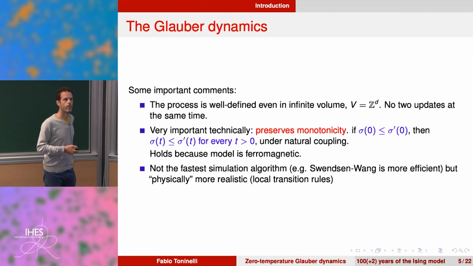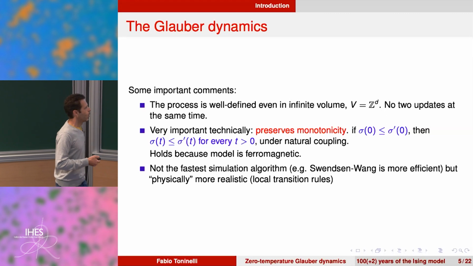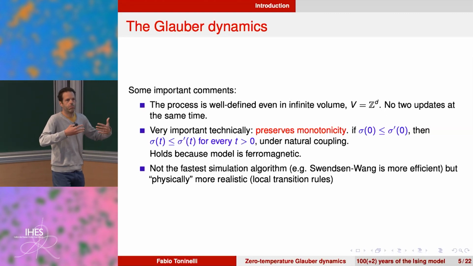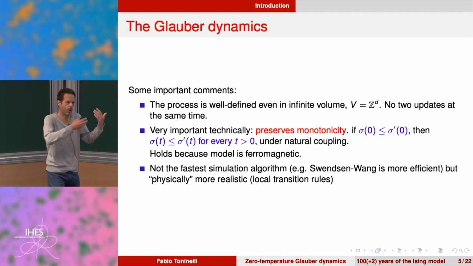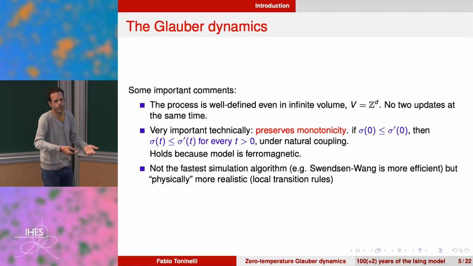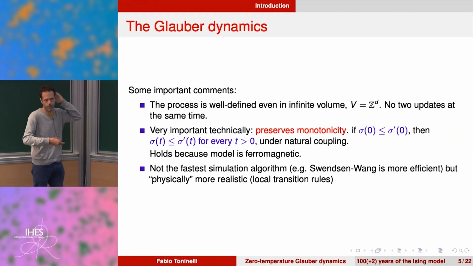Actually, I don't understand. What does it mean, natural coupling? Well, essentially, you have two initial conditions. You could let them evolve, for instance, independently, and then obviously the ordering is not preserved. But what you do is you use the same clocks for the two processes. And secondly, when you update, you use the same coin flips. So it is natural in this sense. If you use independent clocks, obviously this will fail.